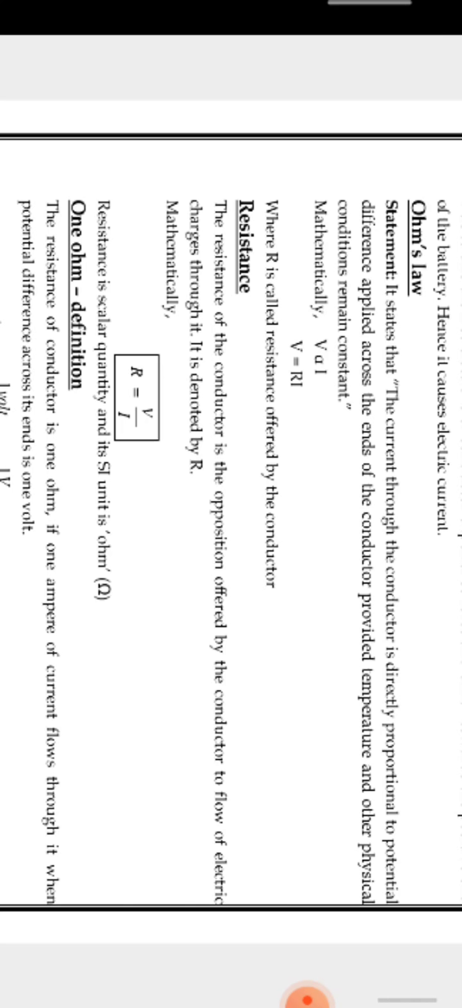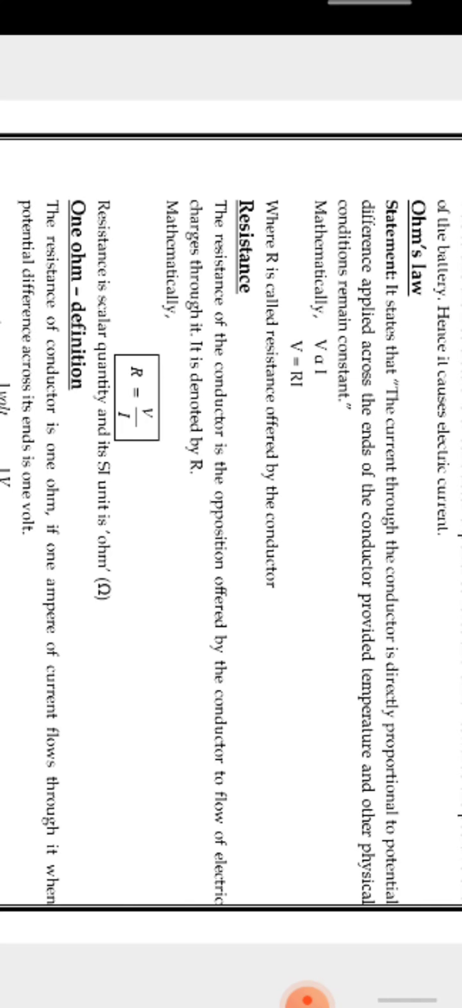The current through the conductor is directly proportional to the potential difference applied across the ends of the conductor, provided temperature and other physical conditions remain constant. Temperature should be constant and physical conditions also constant. Sir, what are the physical conditions? Means length of the conductor and area of cross section of the conductor.